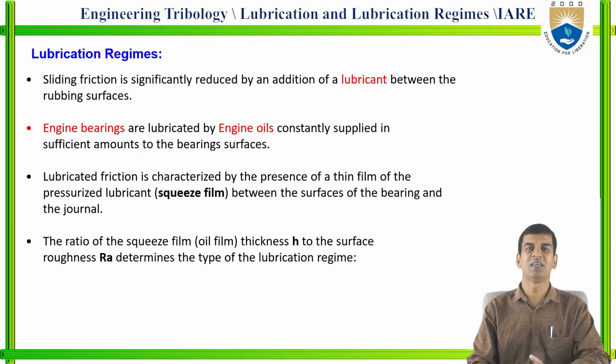If H is less than Ra, it is considered one type of lubrication. If H is equal to Ra, it is considered another type of lubrication. And if H is greater than Ra, it is considered yet another type of lubrication. Based upon the relation between the oil film thickness and the surface roughness, lubrication regimes are classified. Now we will see the different types of lubricating systems and how they play a major role.